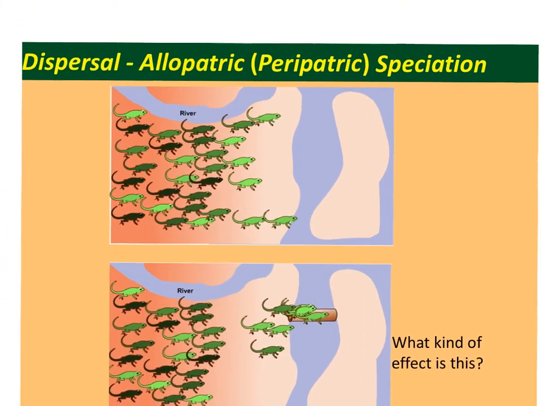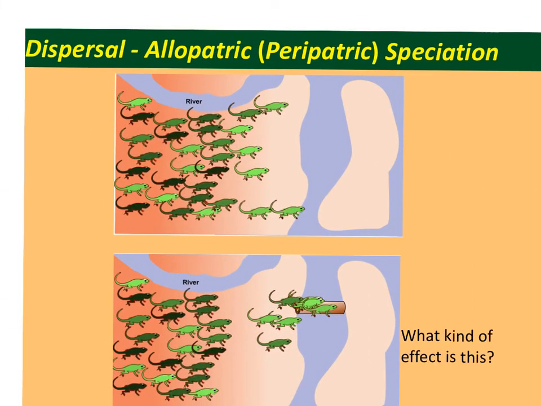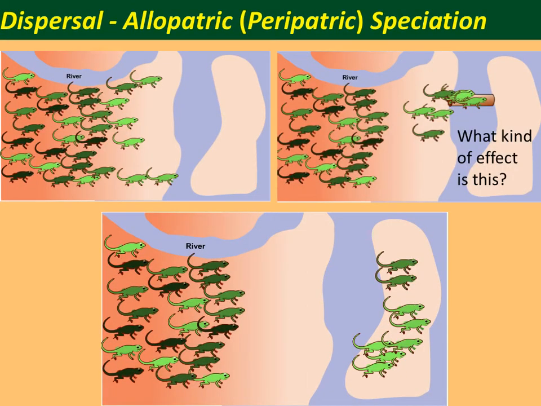Okay. Now, what about peripatric speciation? Remember, this is basically like allopatric speciation, same kind of thing. We've got an island, we've got a barrier, water they can't cross. There's some kind of bridge. They're able to disperse across. What kind of effect is this? You remember where a small population journeys to a new place and starts a new population, founder effect.